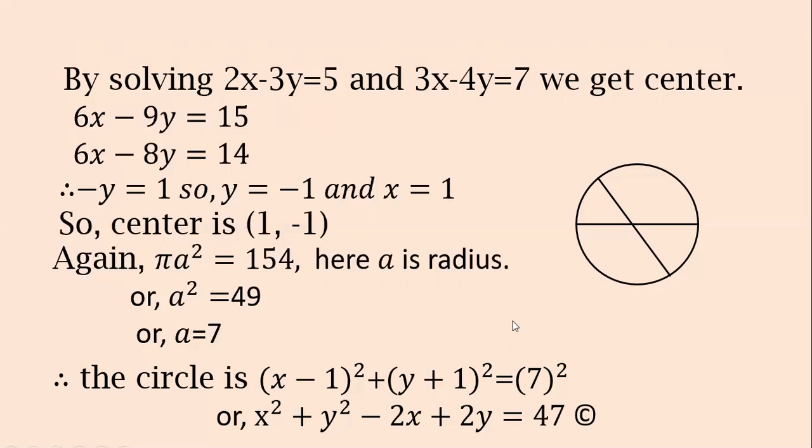So here we have used a new property. We did not use it before. The intersection point of the diameters is the center, and from the area we have got the radius of the circle.